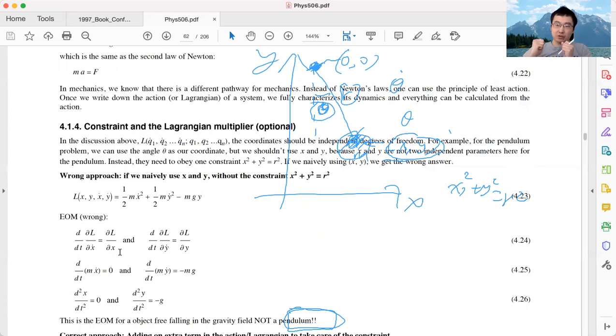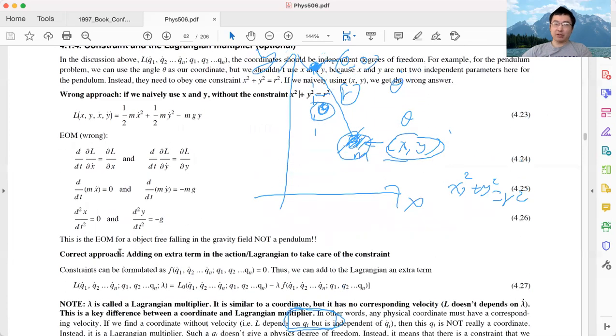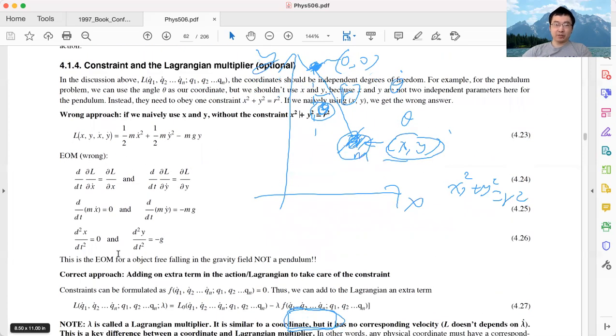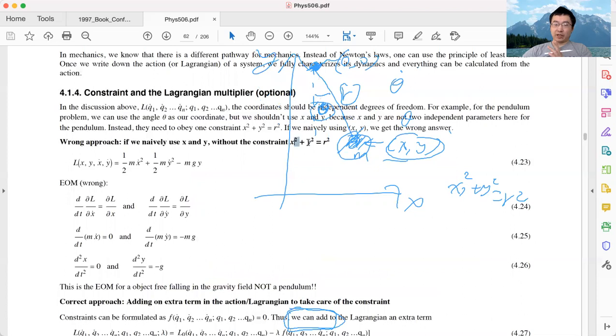Using constrained coordinates is still okay. There's still a way to do that, but that will be much more complicated. So this section, by the way, is an optional section. If you are interested in this part, you can look at it, but it's not required. This section basically demonstrates that if you use a constrained coordinate, x squared plus y squared equals r squared, you choose the xy coordinate, and this coordinate needs to obey a constraint. If you have a coordinate that needs to obey a constraint, what should we do? That is demonstrated in this section.